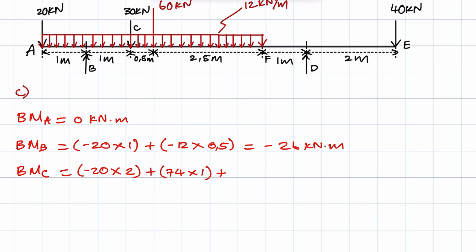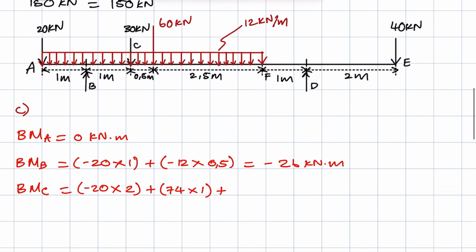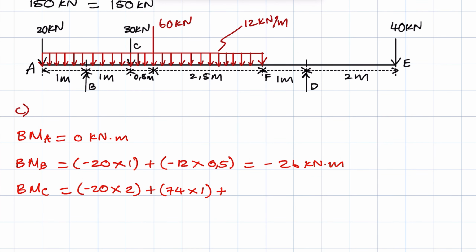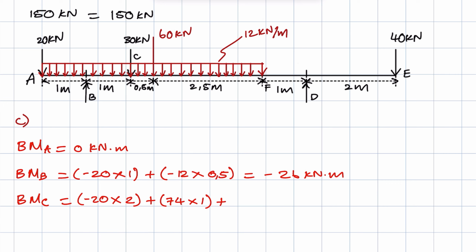Plus, now again, we have to consider the UDL, but the span of the UDL now is between A and C, and the span of the UDL between A and C is 2 meters. So we say the 12 kilonewtons per meter times the span of the UDL between A and C, which is 2 meters. So that and that cancels, and we are left with 12 times 2, which is 24 kilonewtons. 24 is the weight, meaning it is negative.